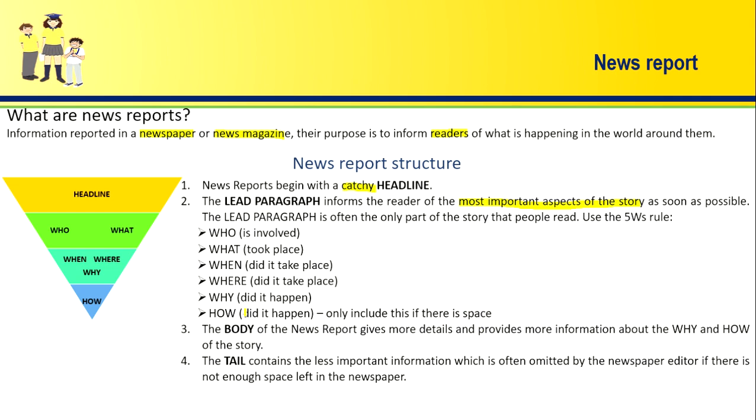Then we have the body, which is the more detailed information about the situation, the news. Most of the time it answers, and is really specific about, the why and how. And finally, in some cases we have the tail, which contains less important information. Most of the time it is omitted by the newspaper editor, especially when there is no space left.